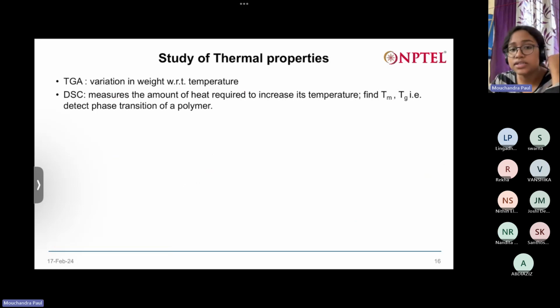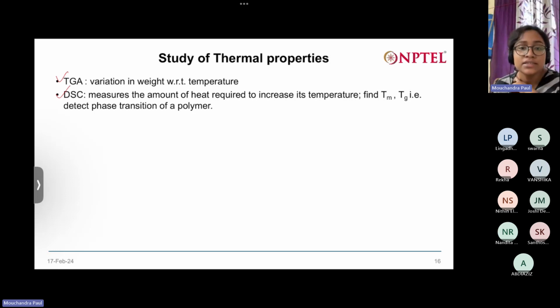Now, in order to understand how the thermal properties of the biomaterial are changing, we use two main techniques. One is called TGA, Thermogravimetric Analysis. Another is called DSC, Differential Scanning Calorimetry. These two techniques give two different pieces of information. The first technique, TGA, helps you understand how the weight of the material is changing with respect to temperature.